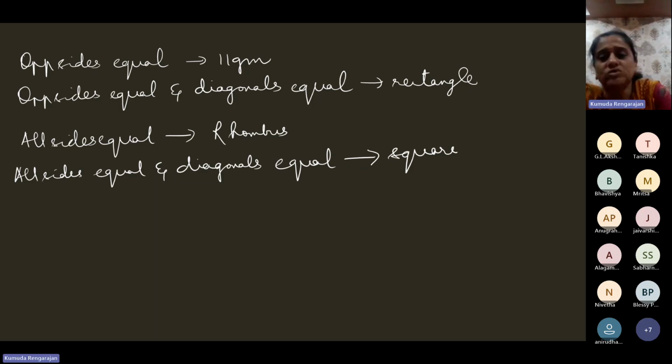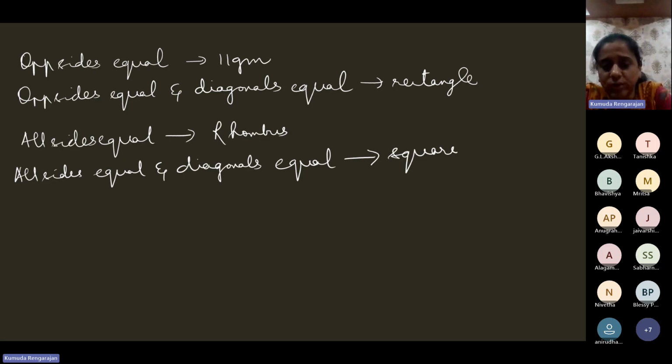So supposing you have to show it's a rectangle. It's not sufficient if you show opposite sides are equal. You must also show that the diagonals are equal. So when opposite sides are equal and the diagonals are equal, it's a rectangle.